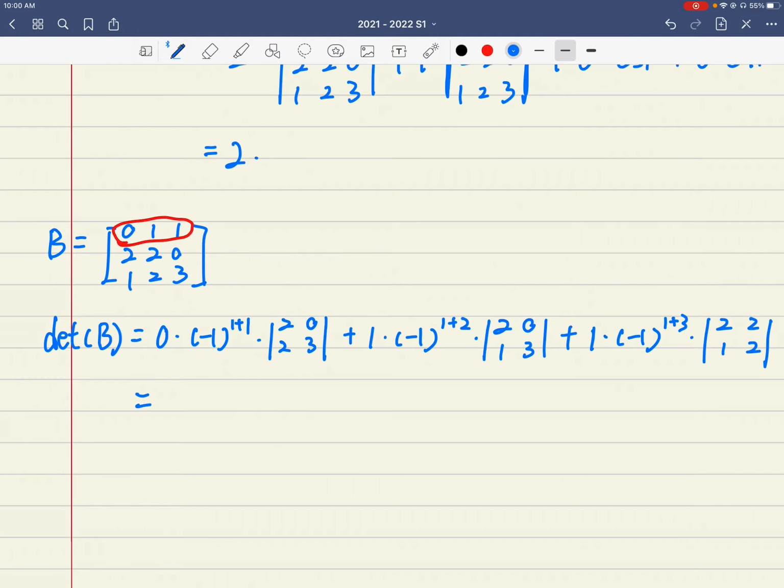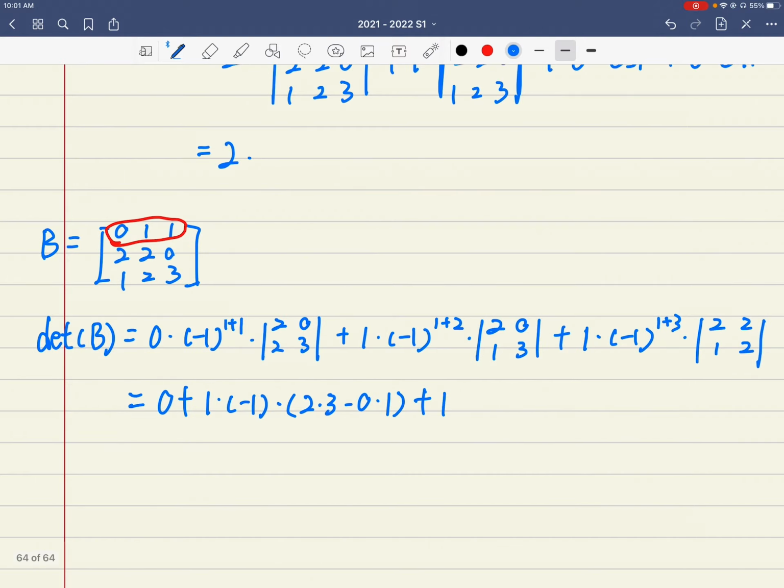So this part is 0. This part is 1 times negative 1 times this part's determinant. It's a 2 by 2 matrix determinant, so we can just use this diagonal's product minus this diagonal's product: 2 times 3 minus 0 times 1. Plus this part is 1 times, this result is 1, times this determinant, which is 2 times 2 minus 1 times 2.